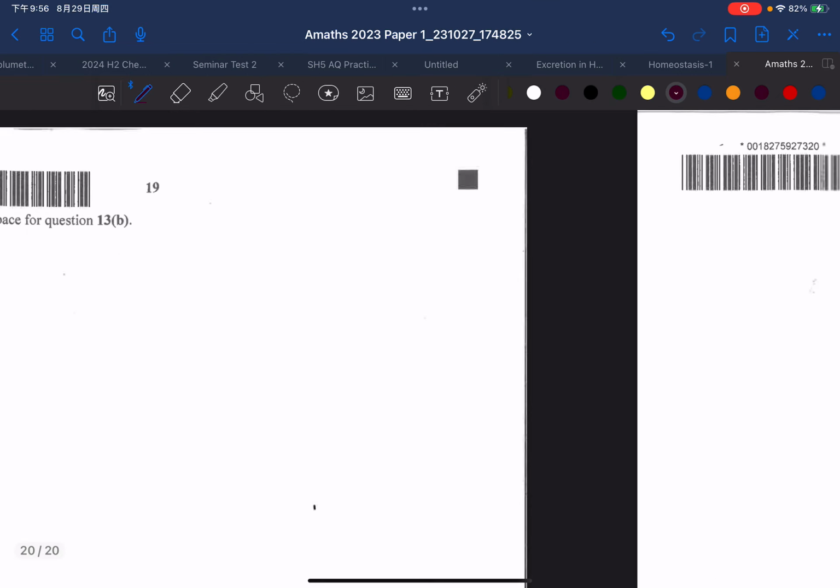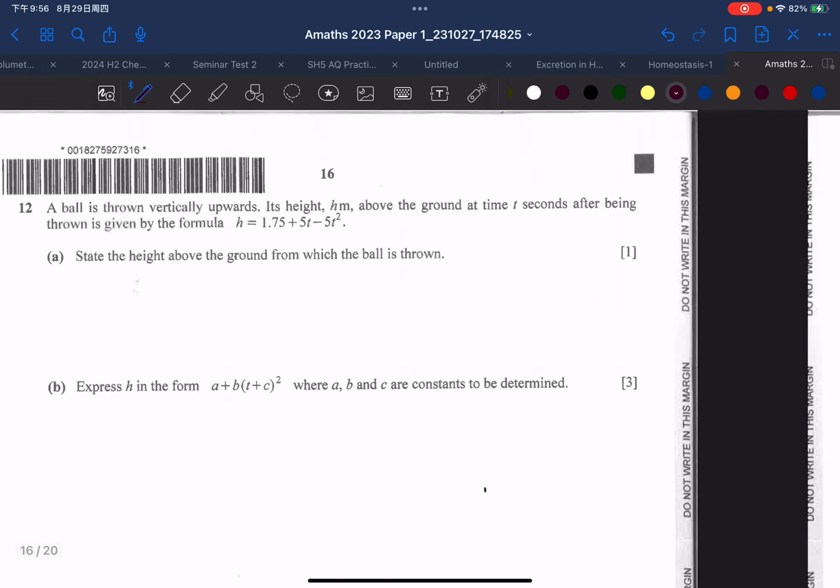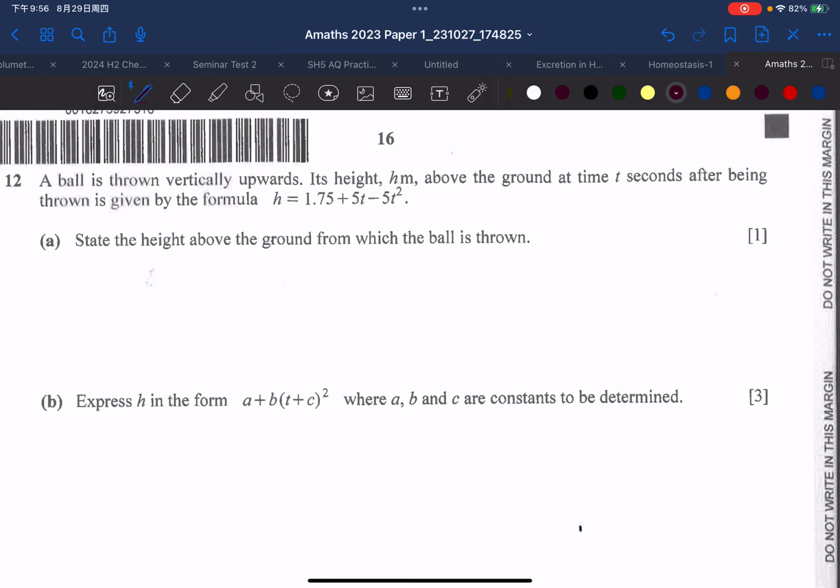I think it's the second last question. Yeah. This question is testing you on quadratic equation, real context. Okay, which is your very, very first chapter that you learn. Okay?